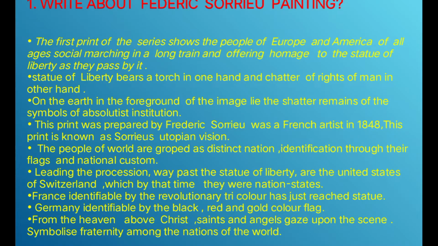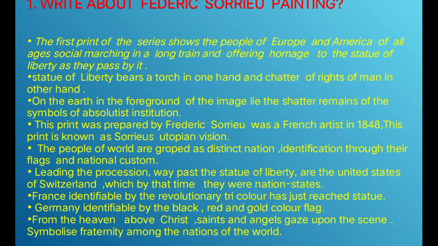This painting is a vision of Frederick Sorrieu. It is an imagination this artist painted in 1848, and it is his vision which is called a utopian vision, which is unreal. He believes that one day the world will transform and they will attain these liberties.